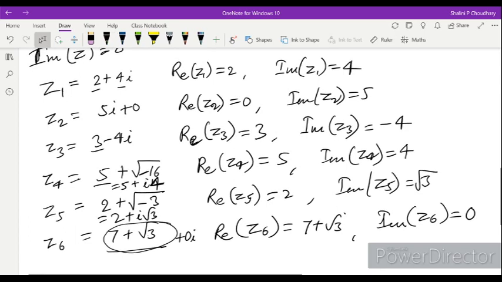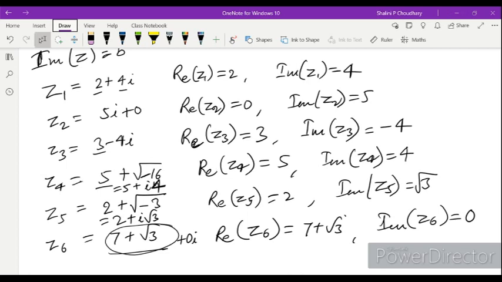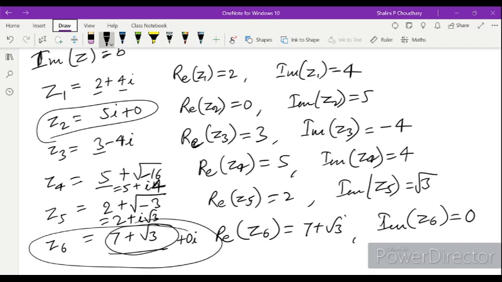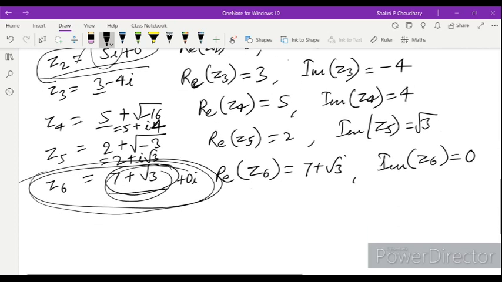This way we can find out the real part and the imaginary part of a complex number. I hope you understood this concept. In this one, in z2 and z6 you can see, in z2 there is no real number, only an imaginary number is there, and in z6 there is no imaginary number, only a real number is there.